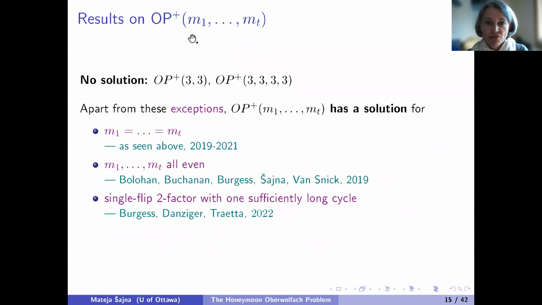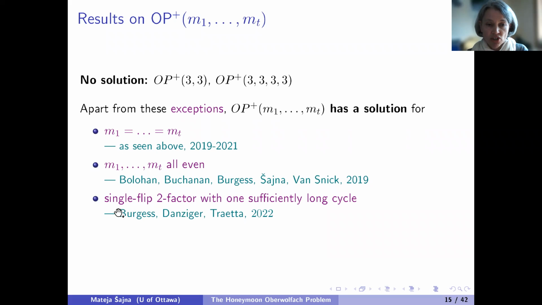Not much is known about the variable cycle length. No exceptions are known in these cases. The uniform case has been solved, of course. We were also able to, well, essentially, this was a corollary to the result by Bryant and Danziger, namely that we have a complete solution for even cycle lengths.